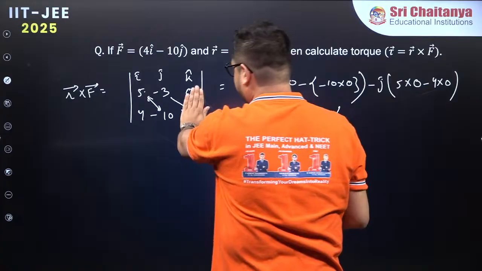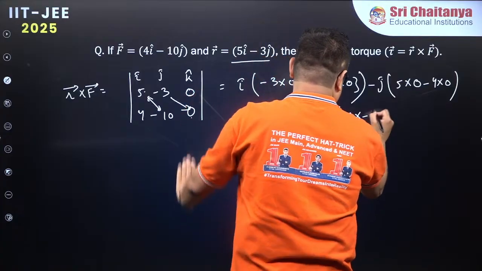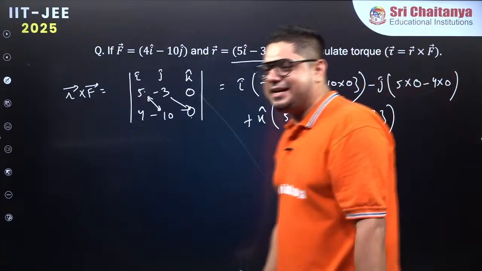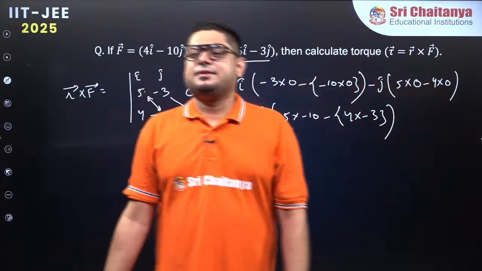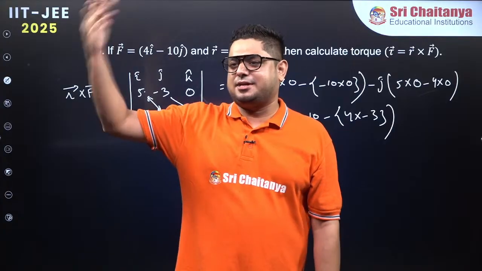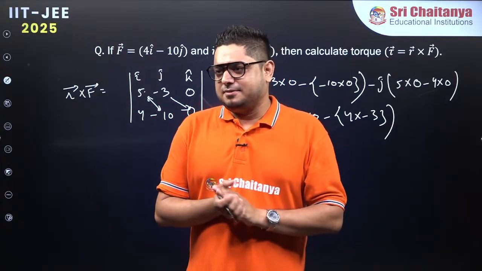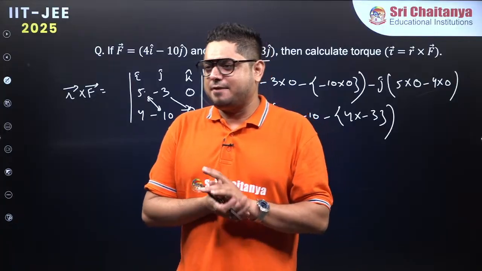Minus of what we are having? 4 into minus 3. So what are we going to have, everyone? I hope it's clear. If yes, give a thumbs up. If it's clear, give a thumbs up, hit the like button, isn't it? तो क्या आना चाहिए? Everyone, write down the answer after solving it.